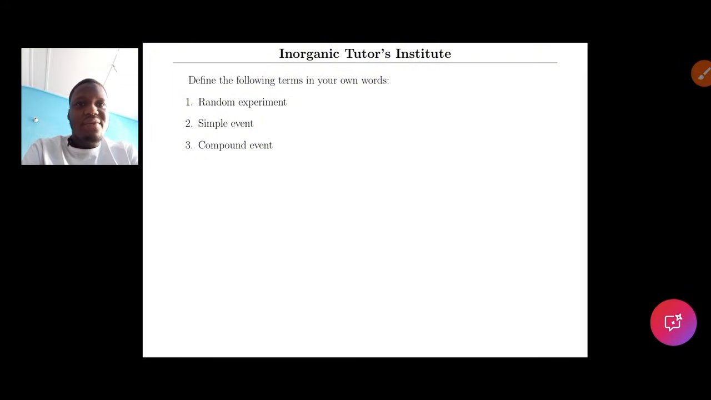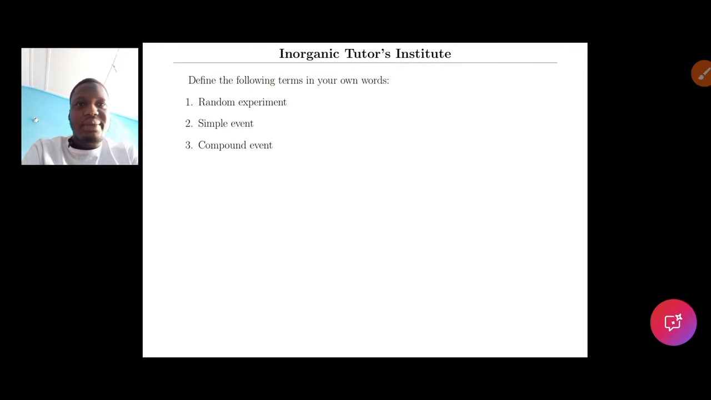So the first set of questions we have are theory questions. Let's see how we can best answer them. So you can pause and give it a try on your own. So we have: define the following terms in your own words. Yes, something trying to see how best you understand the concepts. So we have random experiments.